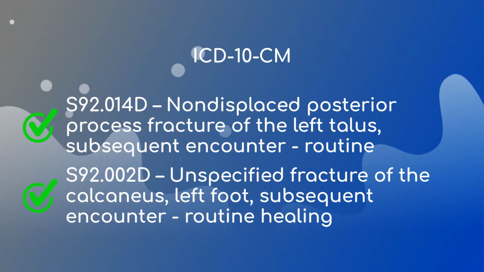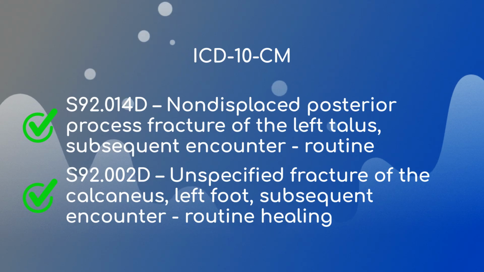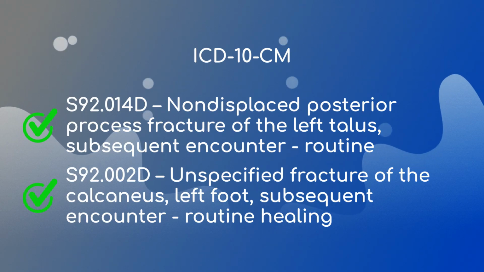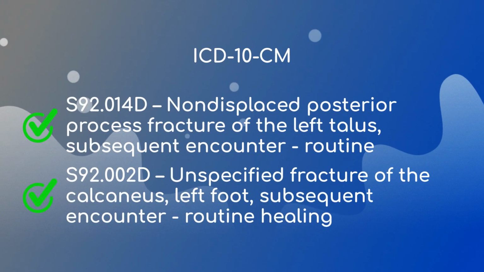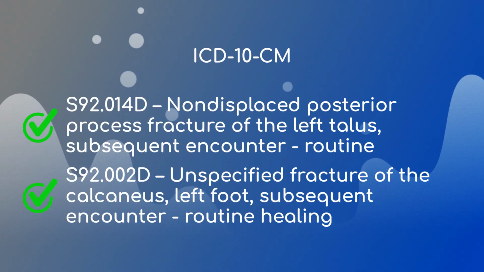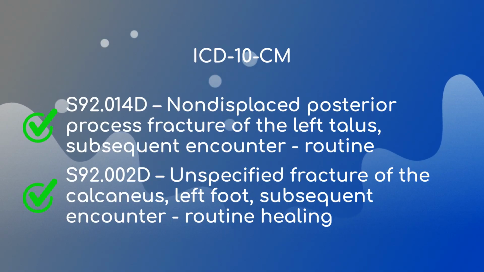Use this when the report specifies a posterior talus fracture on the left side and healing without complication. S92.002D, unspecified fracture of the calcaneus, left foot, subsequent encounter for fracture with routine healing. Used when the documentation doesn't specify displaced versus non-displaced, but confirms a healing left calcaneus fracture.